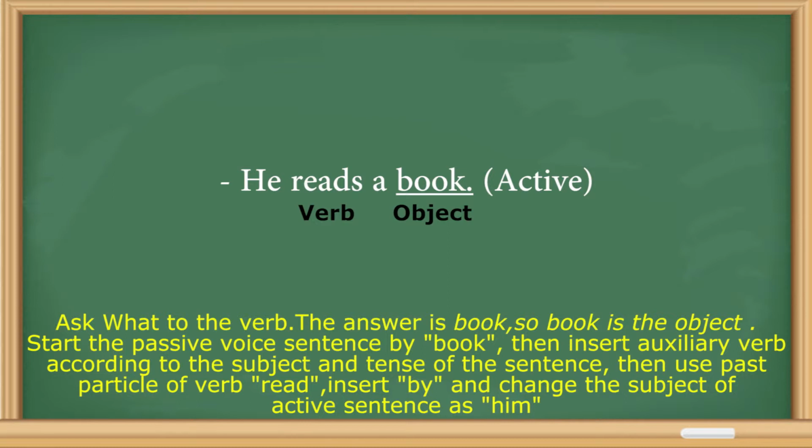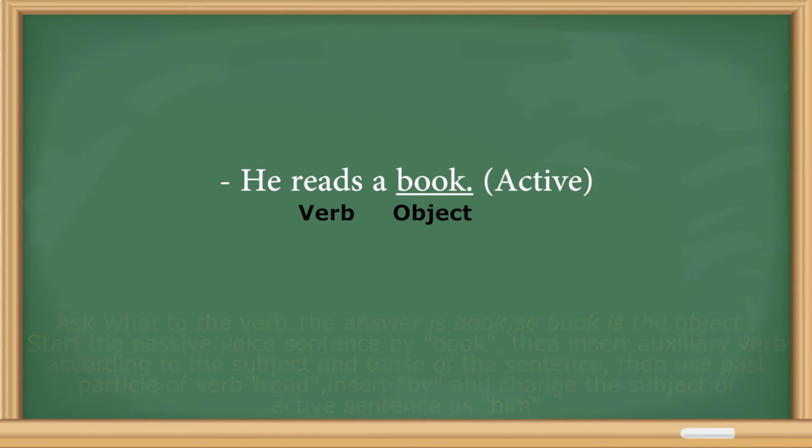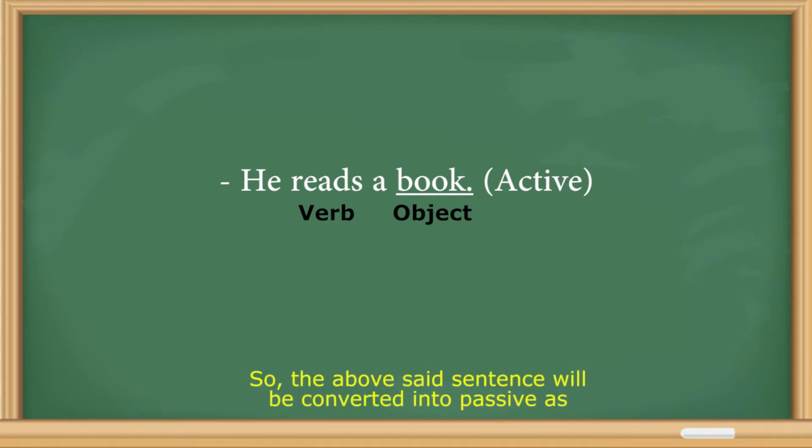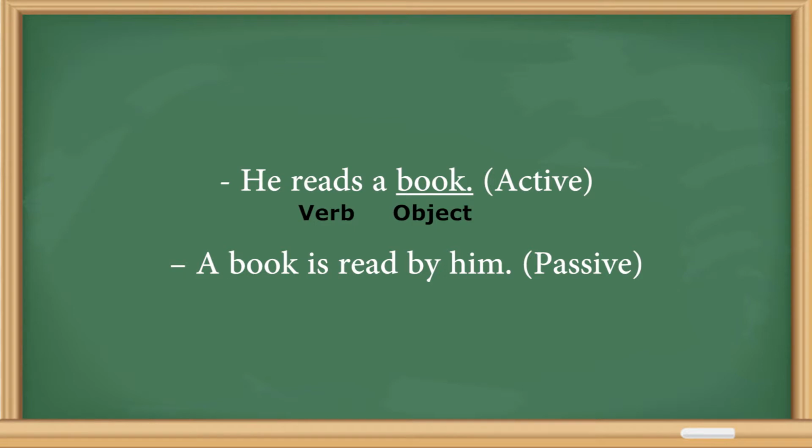Then insert auxiliary verb according to the subject and tense of the sentence. This auxiliary verb is very important because it will decide the tense, as the main verb will always be in past participle form. Then use past participle of verb read. Insert by and change subject of active sense as him. So the above said sentence will be converted into passive as a book is read by him.